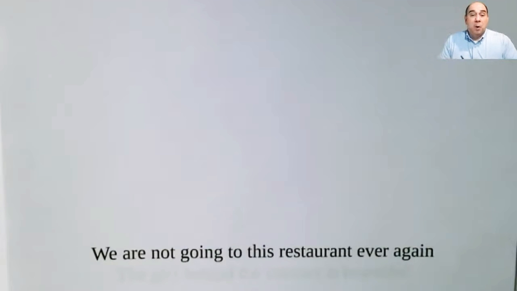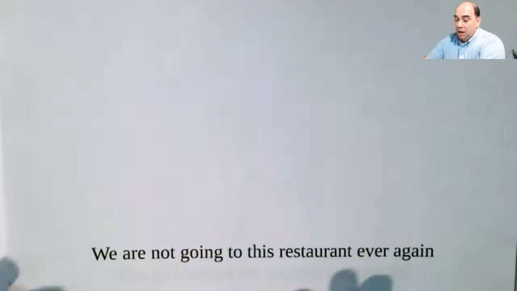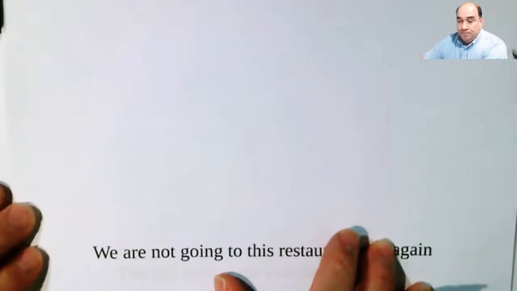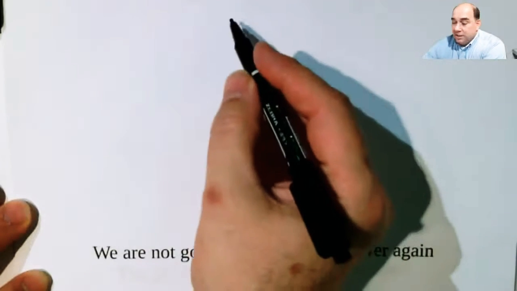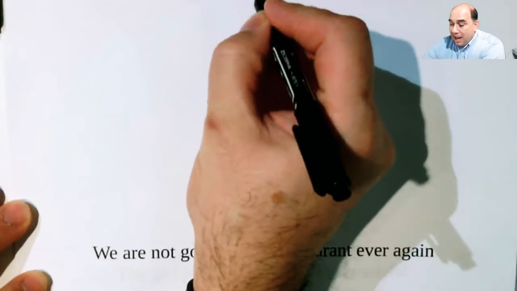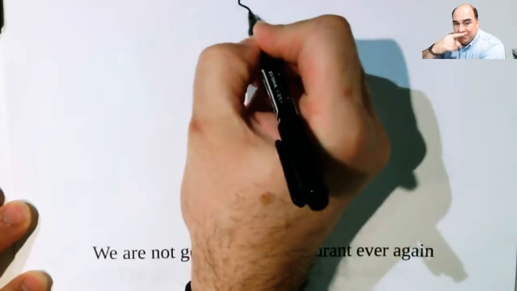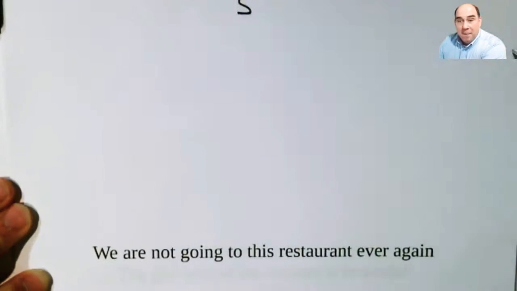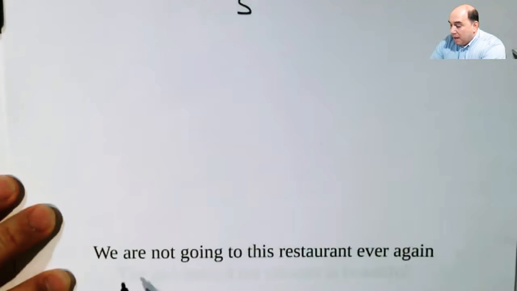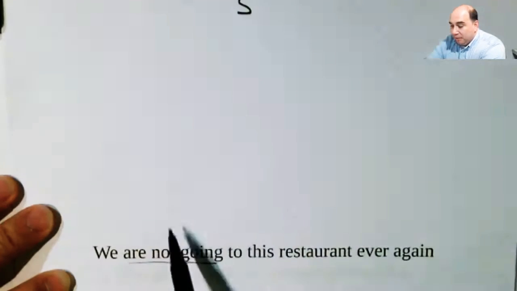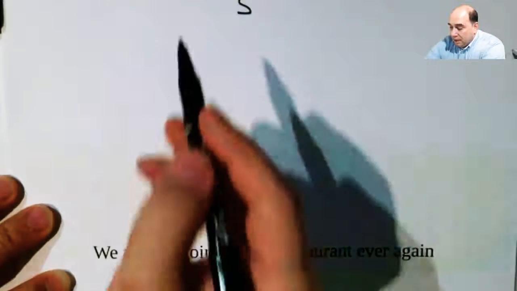Okay, now the next one that we're going to do is this sentence: We are not going to this restaurant ever again. You might have had such a frustration when you were at a restaurant. Here we go. Let's begin by breaking this down. We're going to start with our S here, and then we're going to look for our main verb again. Here's our main verb, are not going. All right, there's your main verb, so that's where I'm going to put my main verb phrase.